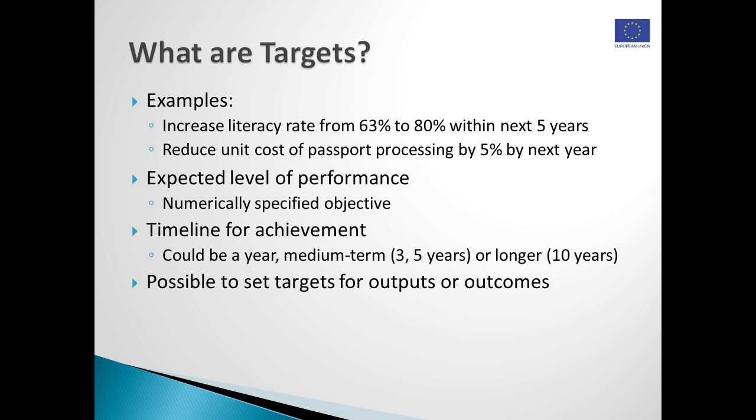The second characteristic of a target is that there is a clear timeline for the achievement of the aim. The timeline could be a year, as in the passport example. It could be medium term, 3 or 5 years, as in the case of the literacy rate target. Or we could even have a long-term target set, for example, over a 10-year frame. It's possible to set targets for both outputs and outcomes, and indeed at a managerial level, targets could also be set for activities or for inputs.